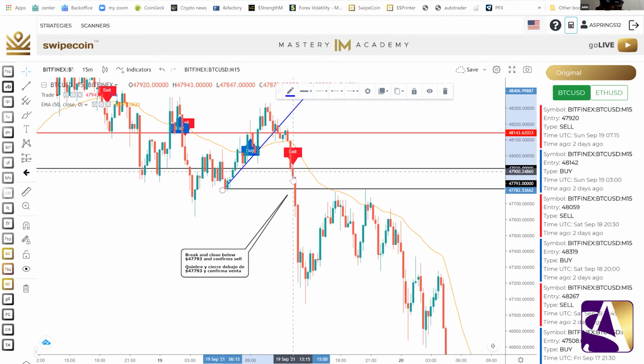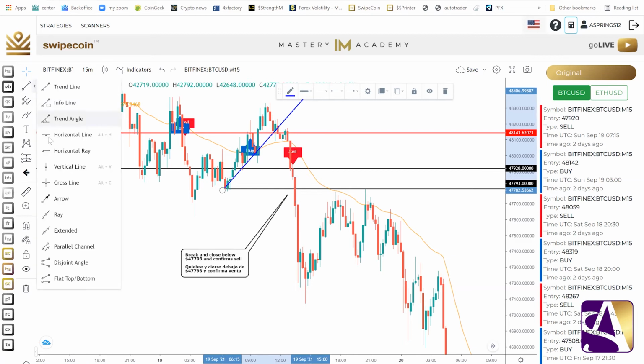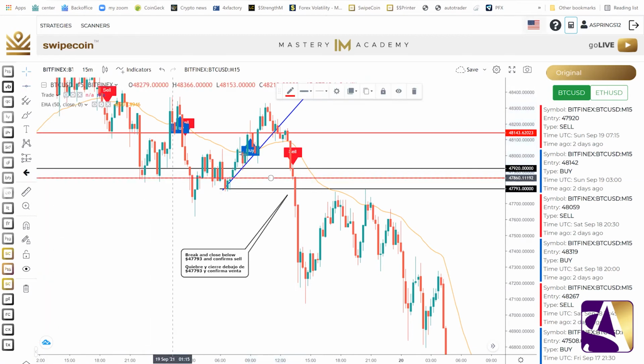Break and close, yes, sir. Which it kind of broke and closed right there. You could have waited for this candle for the official break and close. And then you could have been entering the trade here for the sell. You could have been entering right here, boom. This 47.